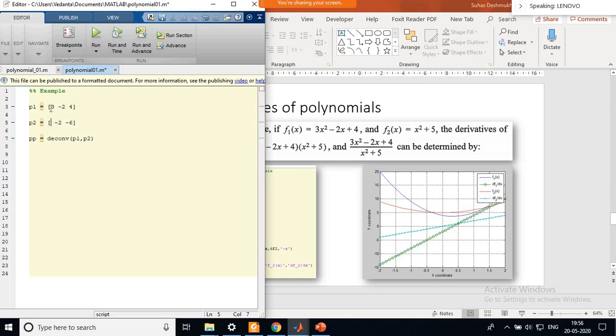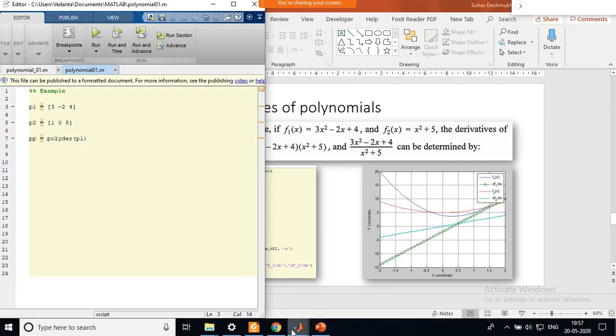Then here it is 1 0 1 0 and then 5. Then I can have a polynomial. Then I can have only one polynomial. I will supply it and I will see. So what is the derivative of that? You can just see it, 3 into 2, 6x minus 2 will be the derivative of this function.